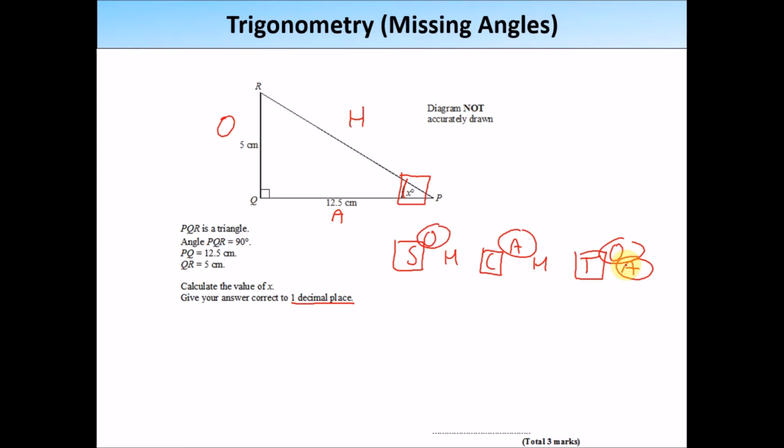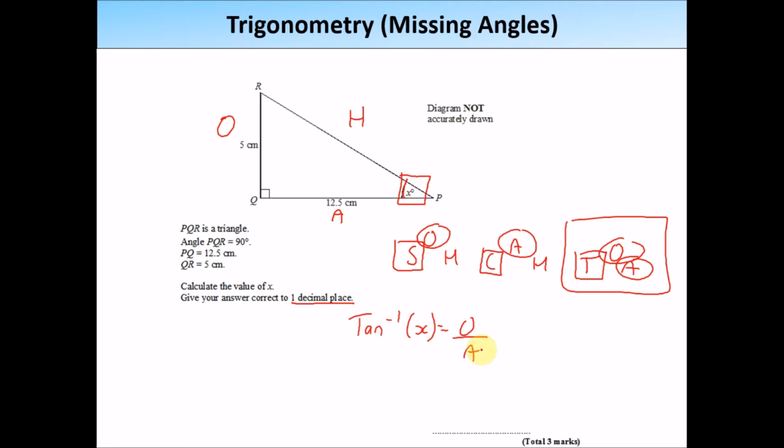So if we look at it carefully, I'm looking for S and I know what O is, but that doesn't help. I'm looking for C, I know what A is, that doesn't help. I'm looking for T, and I know both O and A, so it must be that one there. Now, don't forget, if I cover up what I'm looking for, if I cover up that T there, I'm left with O divided by A. So I get tan to the minus 1 of x equals O divided by A.